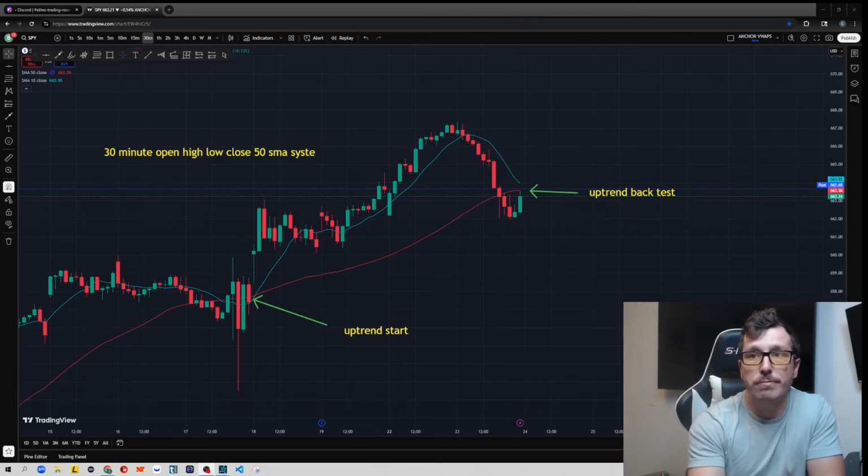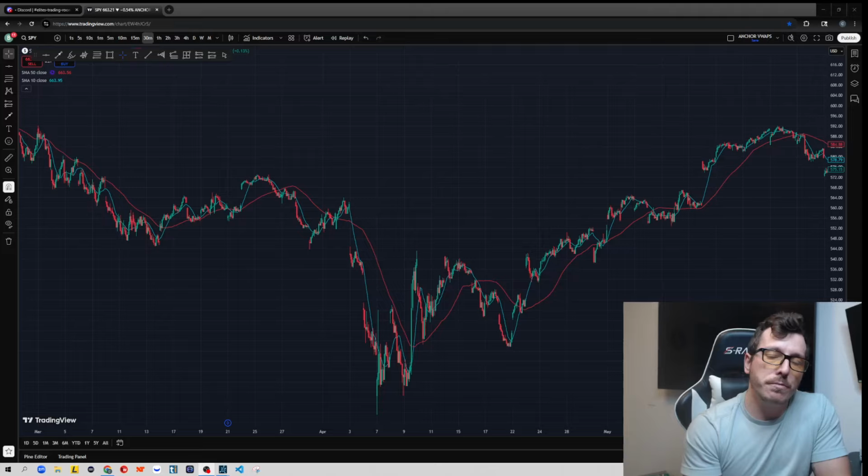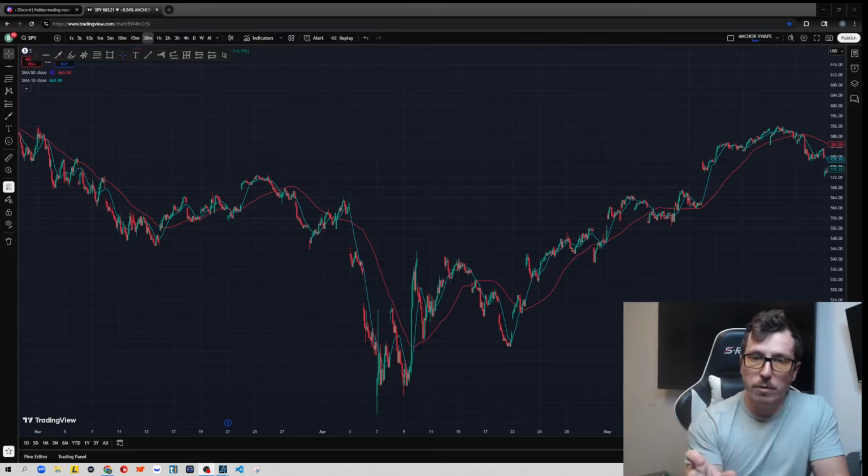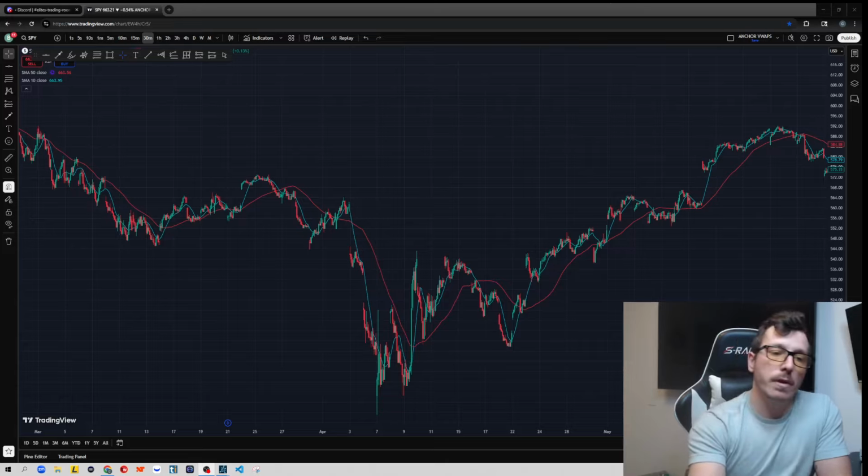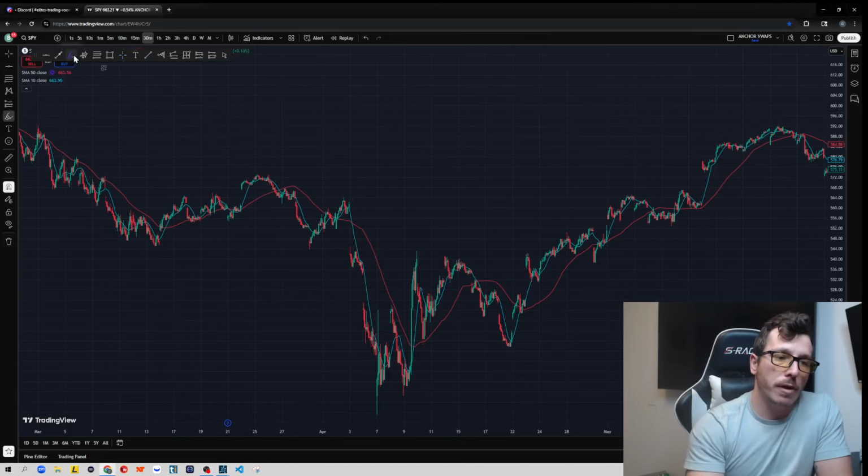So stay tuned. I've taken a very zoomed out view on the 30-minute chart here just to emphasize the importance of this system and obviously its main function, which is to dictate uptrends and downtrends within a macro time frame. So that being said, let's grab our highlighter tool.